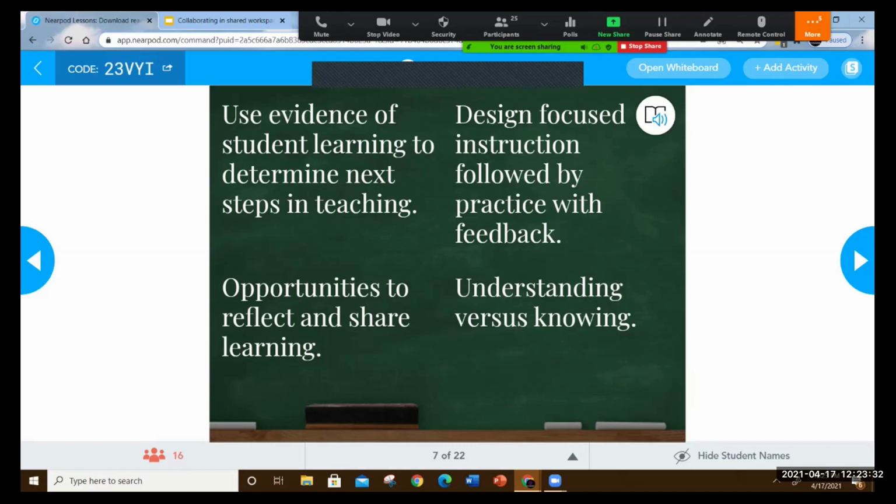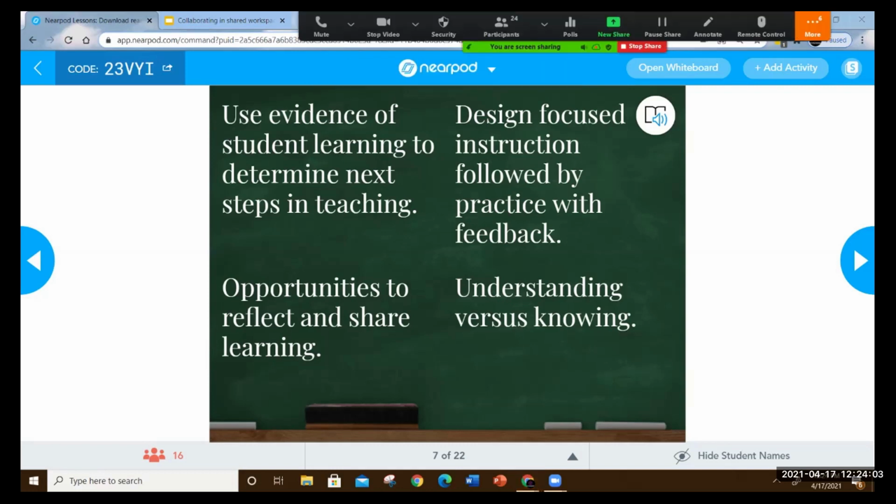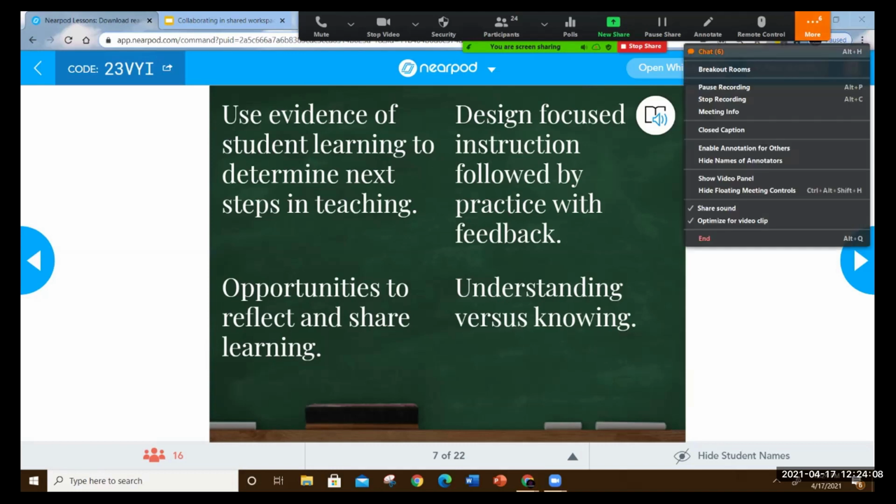We're going to design our focused instruction, and then we're going to follow it with practice, guided practice. We're going to give our students feedback. We aren't just going to talk at them and then expect them to understand everything while they sit silently behind a camera that's turned off and we don't even know if they're at their device when we're teaching. We're going to give them opportunities to reflect and share on their learning, and we're going to focus on understanding, not just what do you know, but how do you understand this information?